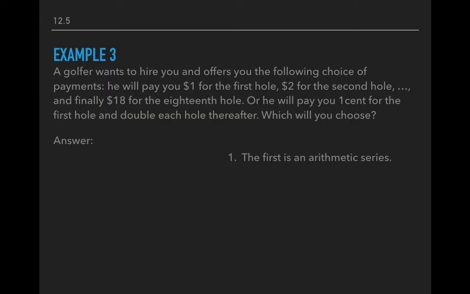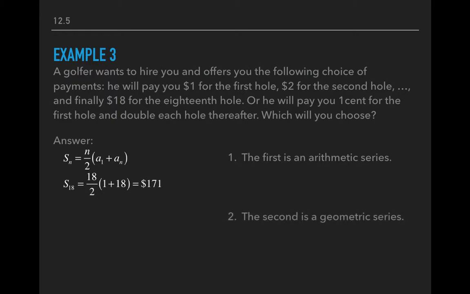We have to look at these two separately. The first is just increasing by $1 each time, which means it's an arithmetic series, and we'll use that formula that we've seen. We'll plug in 18 for the n. The first payment is $1 and the final payment is 18. Using your calculator, you find that to be $171.